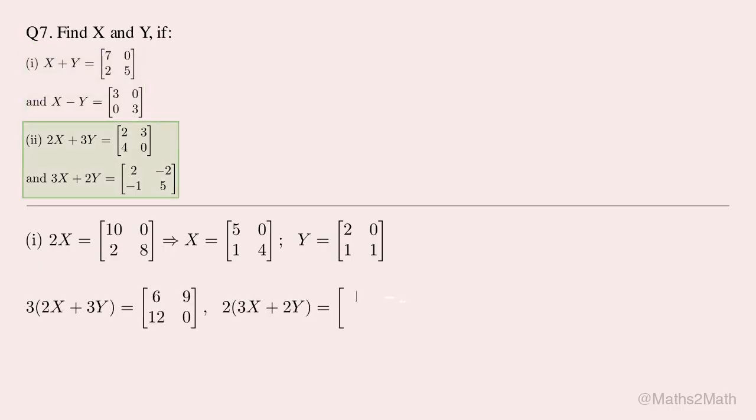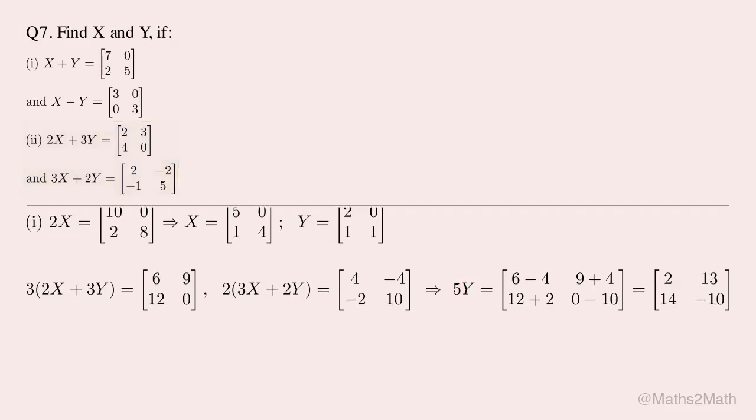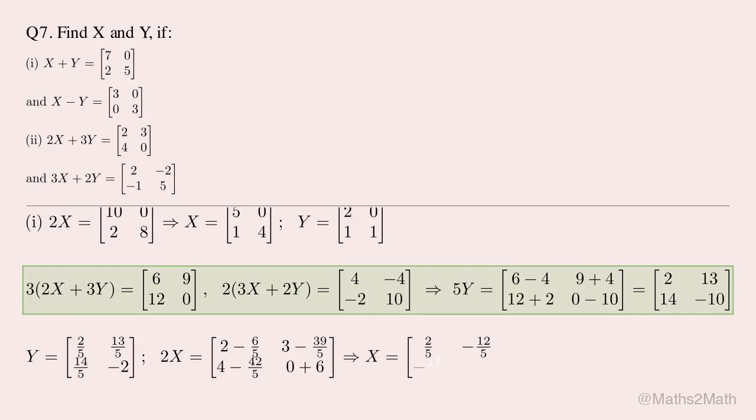Part 2, scale the first equation by 3 and the second by 2, subtract, and 6X cancels, leaving 5Y, every entry shown. Divide by 5 for Y. Then 2X is the first right side minus 3Y, written entry by entry, and halved.